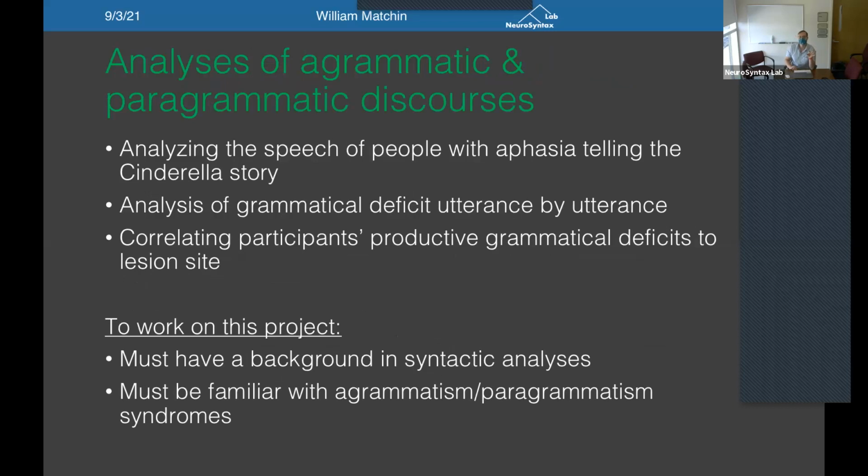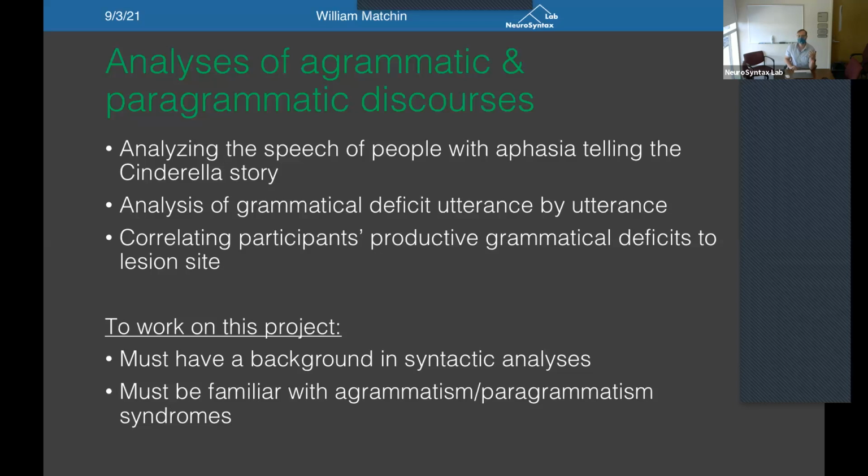So basically what we're doing is going through each line of that transcript and analyzing the grammar of the sentence, right? Is there a problem with the grammar? What's the nature of that problem? What kind of problem is it? So to work on this project, you'd be working closely with Dr. Fahey. But it'd be useful for that project to have a background a little bit in syntax, to know about those structures, right? And then to learn in the lab about agrammatism and paragrammatism in particular, right?